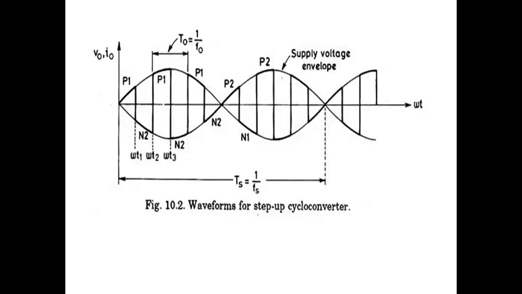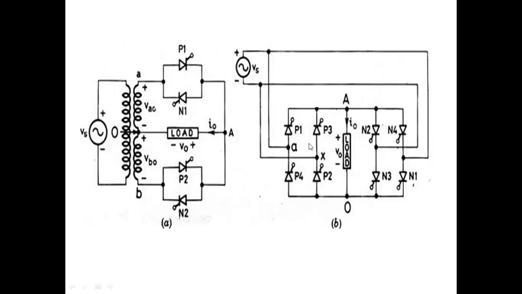What I am doing here is reducing the time period of the cycle. The input time period is TS. From here to here is 1 cycle. The output is only from here to here, positive and negative taken. The time period is reduced by 6 times, so automatically the frequency increases by 6 times. Observe this.